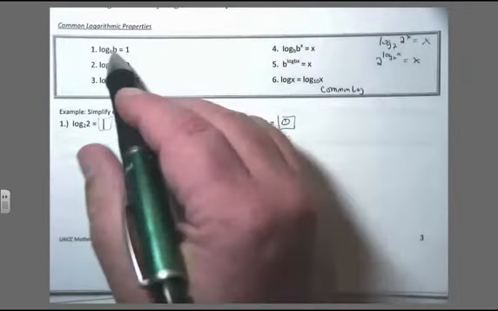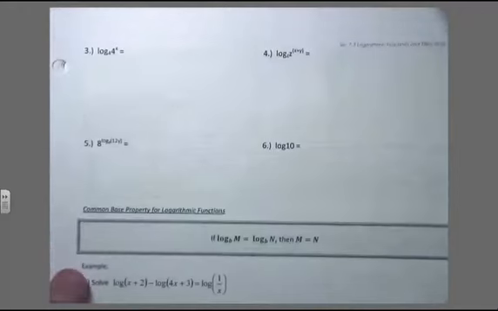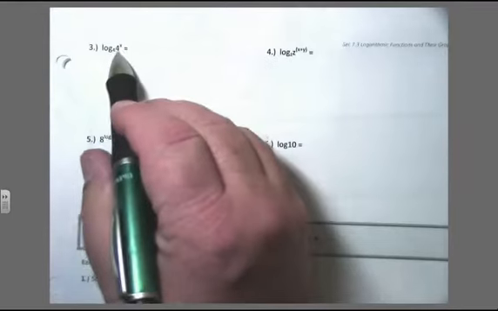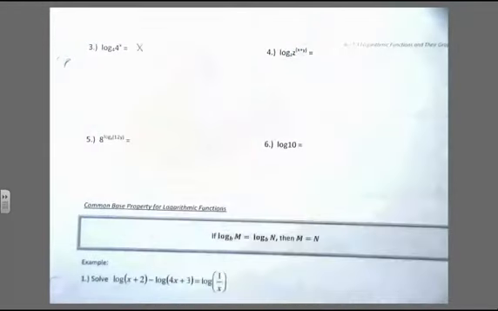These are nothing but properties. Turn the page. Number 3. What is the log base 4 of 4 to the x? X. When the base of the log and the base of the exponential are the same, they'll cancel and you're left with the exponent. That's just x.